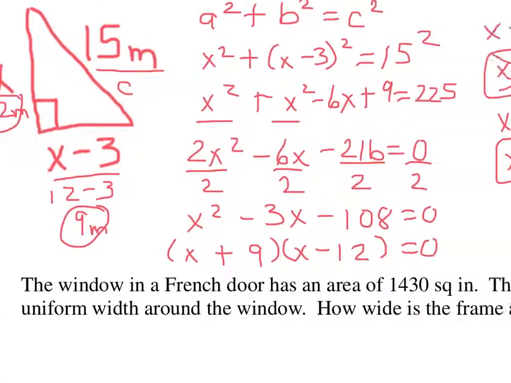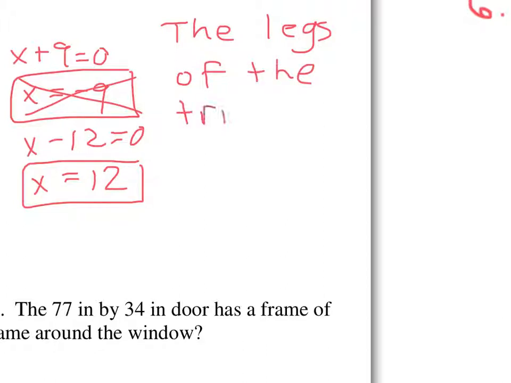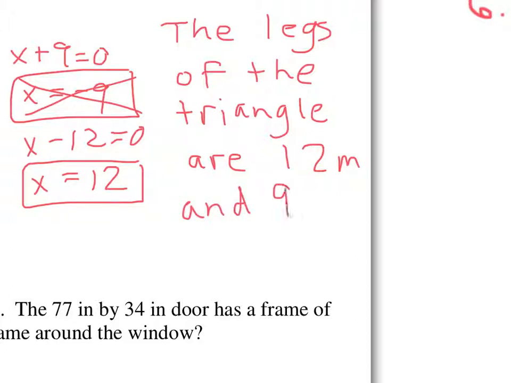So let's write our answer out in a complete sentence. The legs of the triangle are 12 meters and 9 meters.